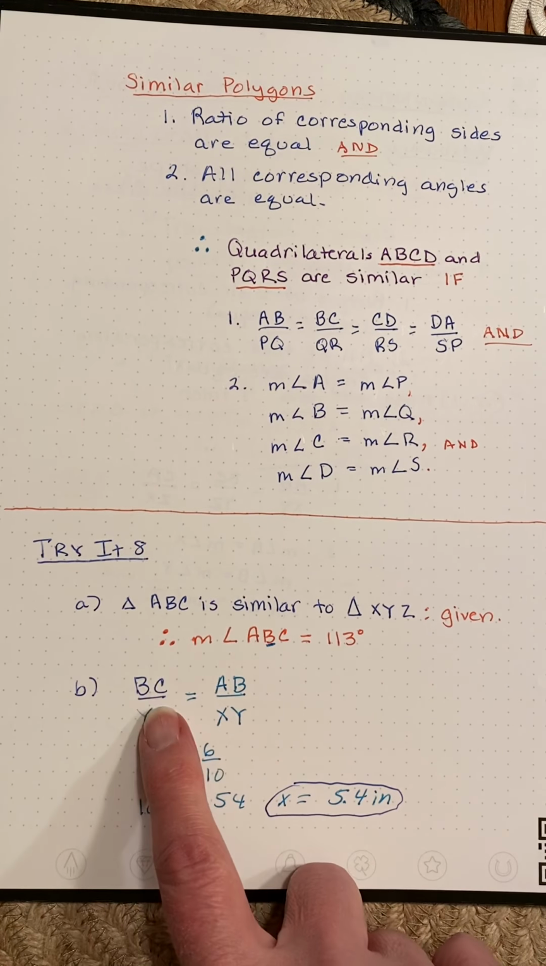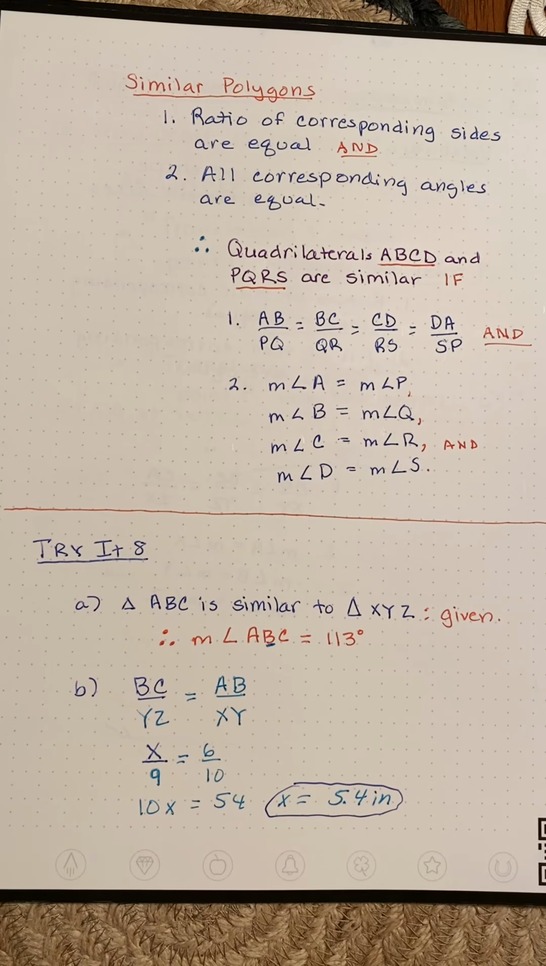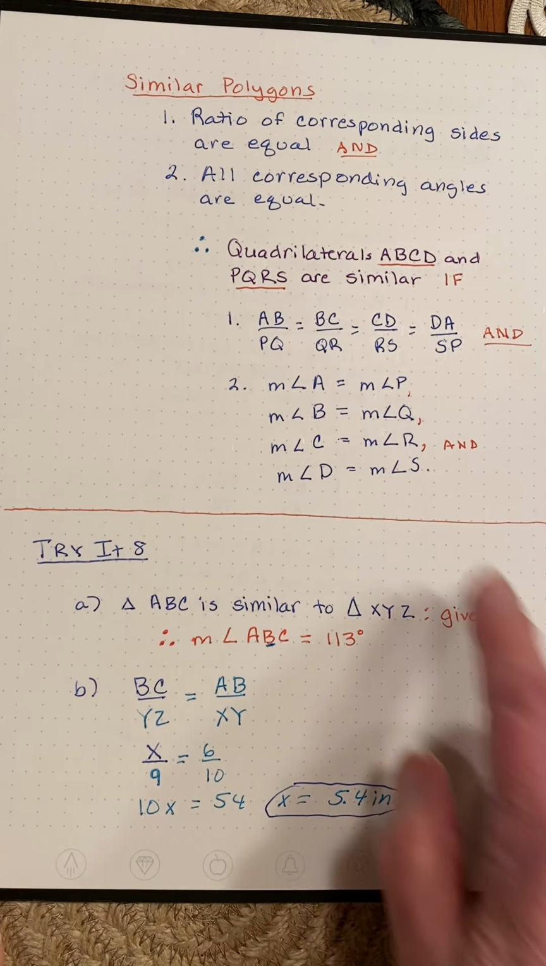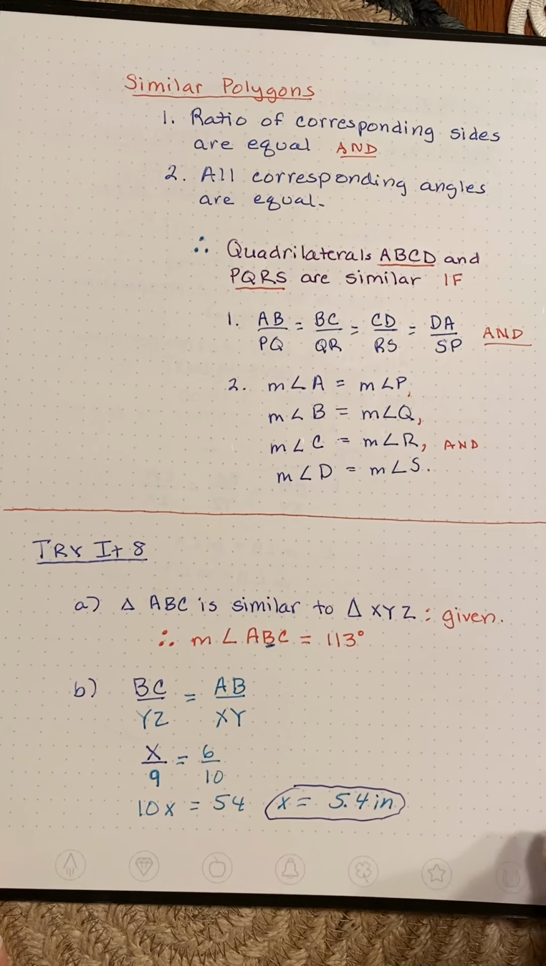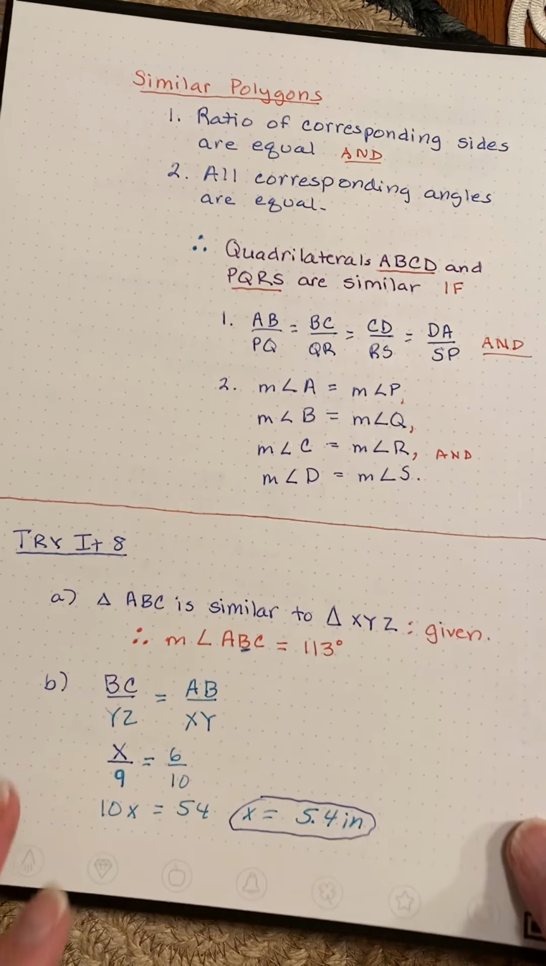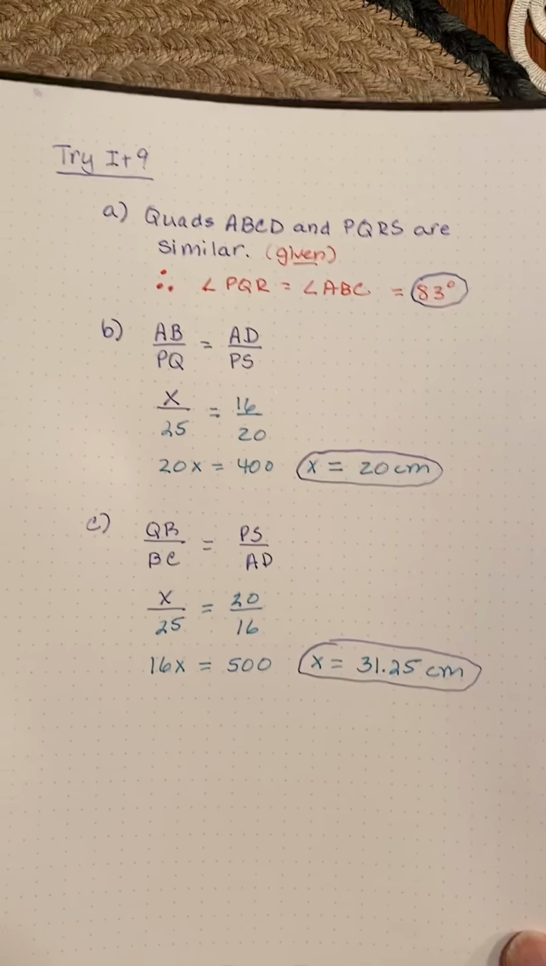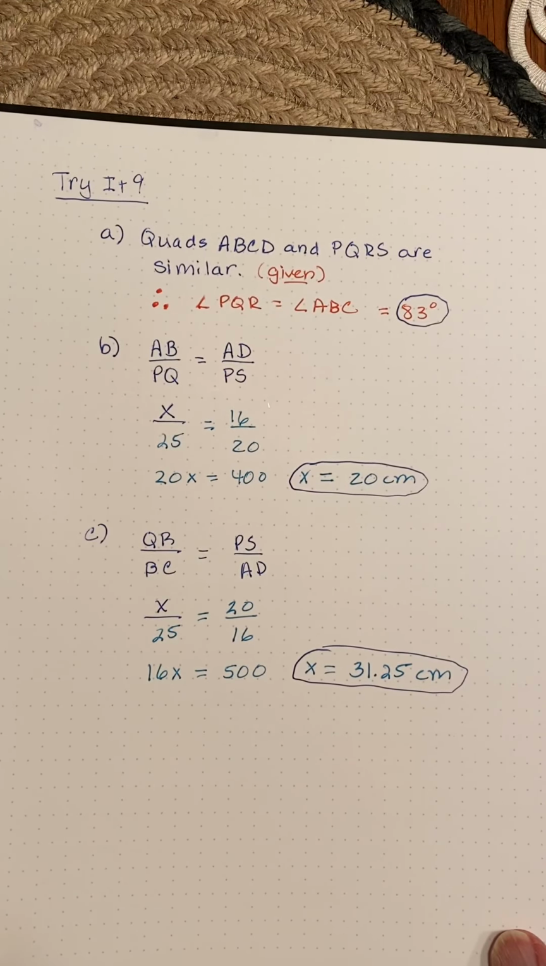So basically we have equivalent fractions when we do ratios like that. And if they are equivalent, they are similar. Now moving on to the next page, 164, we're going to be doing try it number 9.